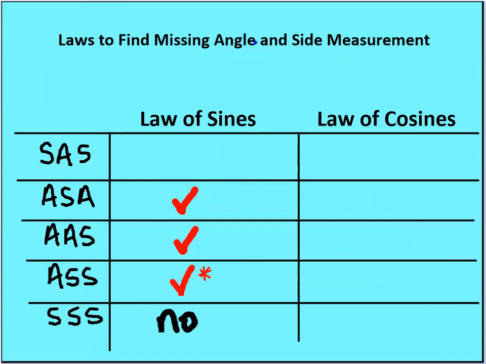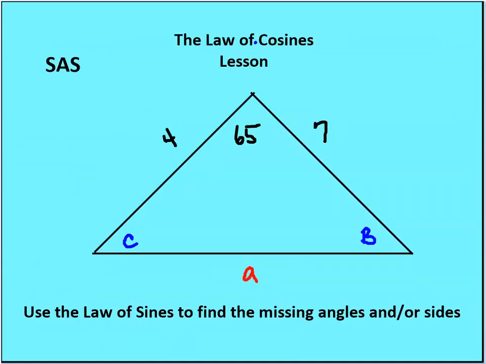So we're going to go back to our table. Then we're going to write in no next to the side-side-side triangle in the law of sines in the table. And now we're going to try side-angle-side. I'm going to have you pause here for a moment.